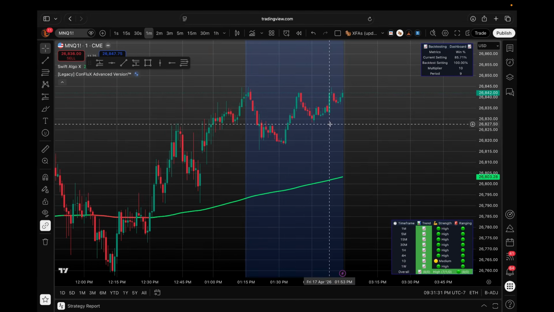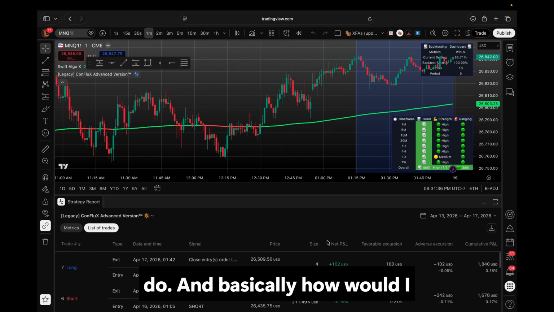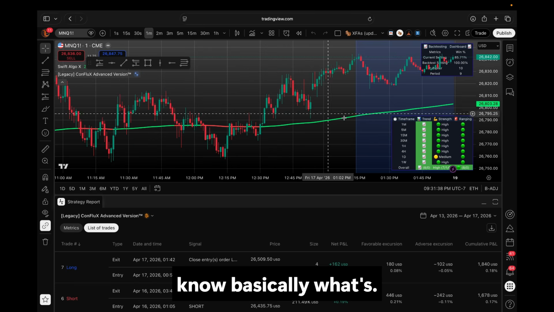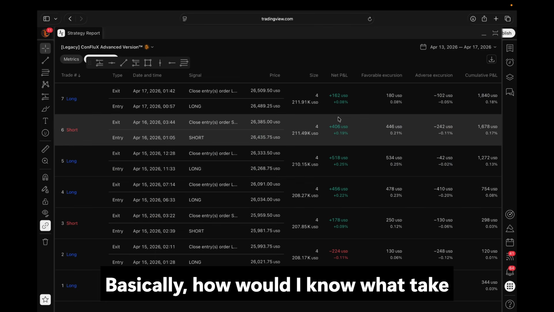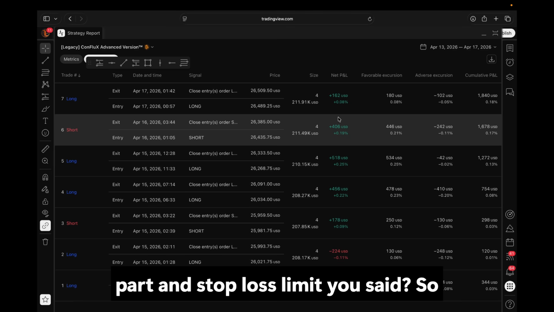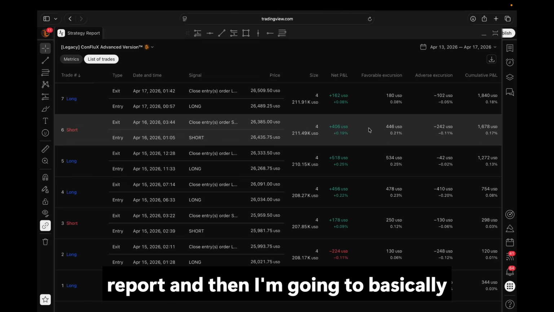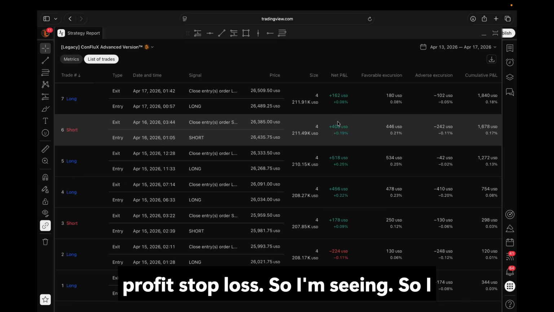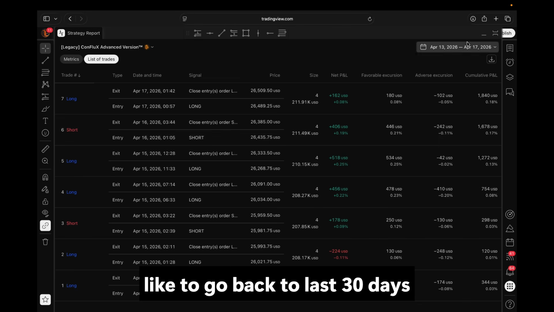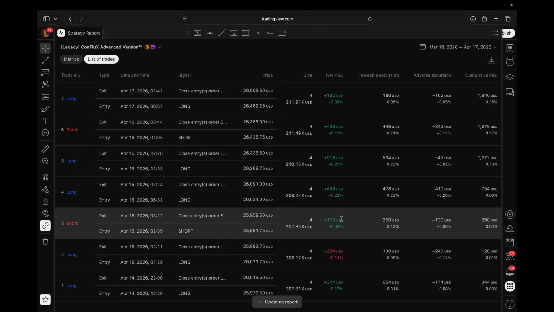Okay, so let me X out of this. That's basically what I personally do. And how would I know what take profit and stop loss limit to set? So I go to the strategy report, and I look at what the most common take profit and stop loss are. I like to go back to the last 30 days so I can have more data.